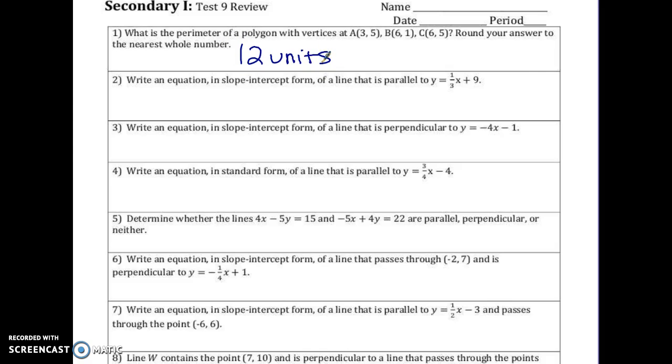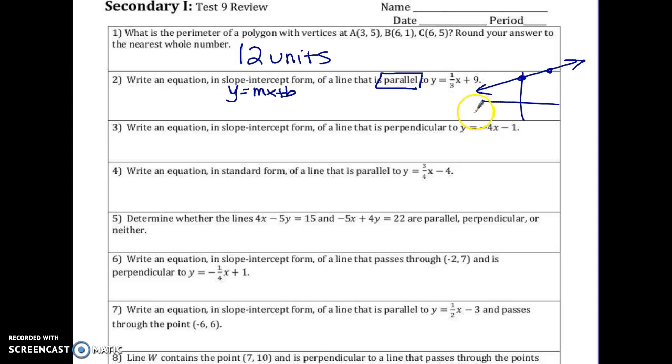Write an equation in slope-intercept form. Remember, that's y equals mx plus b, of a line that is parallel to y equals 1/3 x plus 9. Parallel means that the rise and run, right? 1/3 x plus 9, I'd go up to 9 and go up 1/3. It would look like this, close to it.